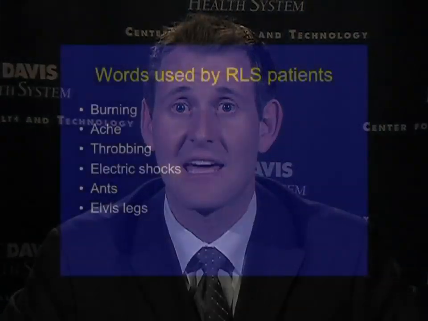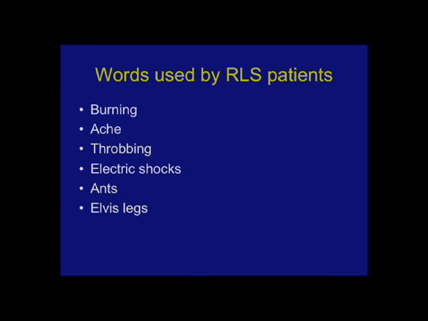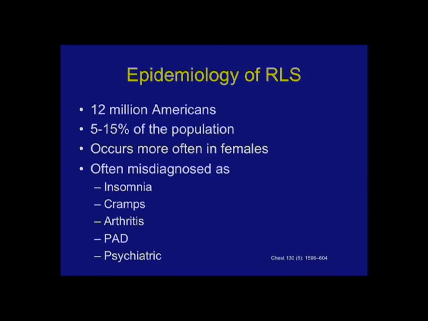Patients with restless leg will sometimes use the word urge to move their legs, but more often they'll use other terminology, and the clinician has to be aware of this, otherwise it can make you go down the wrong diagnostic path. Patients may describe the urge to move as burning, aching, throbbing, shock-like, ants, or even Elvis legs. RLS is extremely common. 12 million Americans have restless leg syndrome, 5 to 15% of the population. It occurs more commonly in females, and restless leg syndrome is often misdiagnosed. It's often misdiagnosed as insomnia, as leg cramps, as arthritis, peripheral arterial disease, or psychiatric illness.